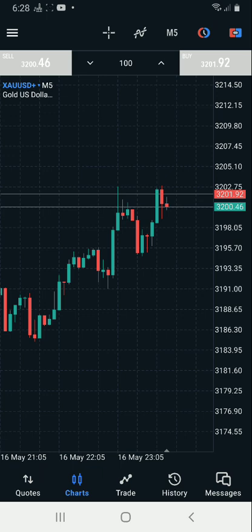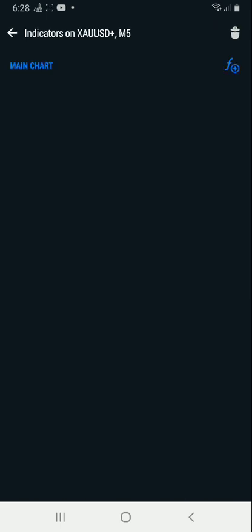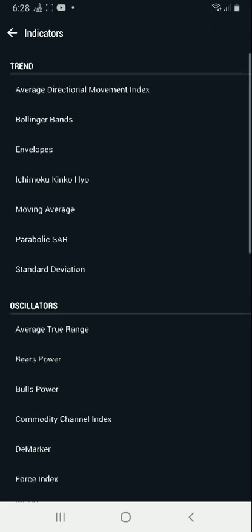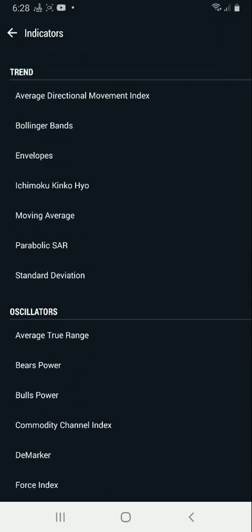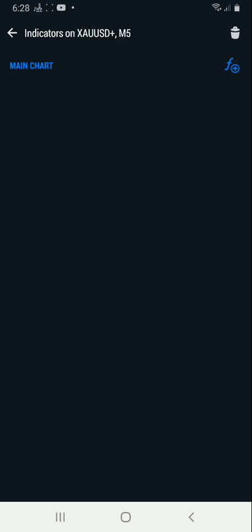The indicators: click on this N sign, click on this plus sign, and you see the different indicators that you can use. There are so many indicators on MT5. So if you want to learn to trade with indicators, like the moving average, I also teach people how to trade with indicators. There are other indicators out there that you can also trade with.